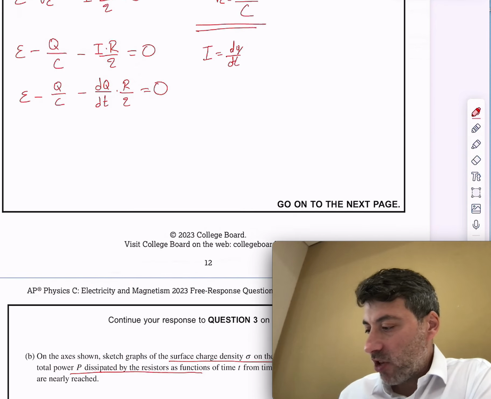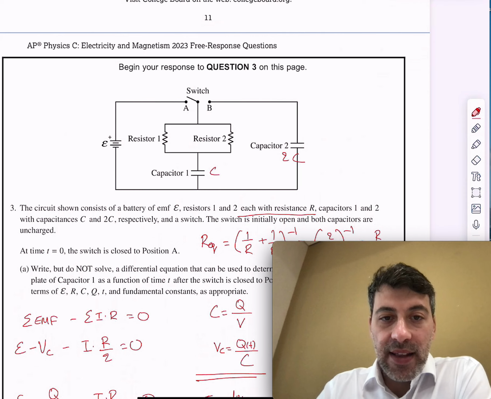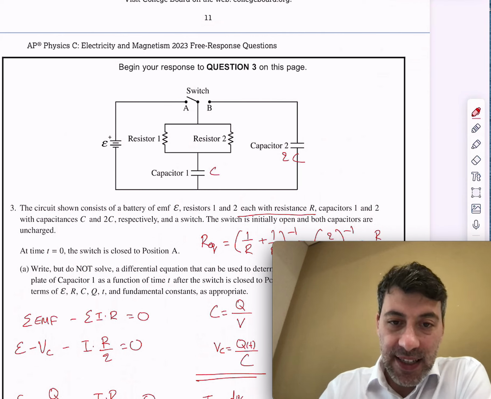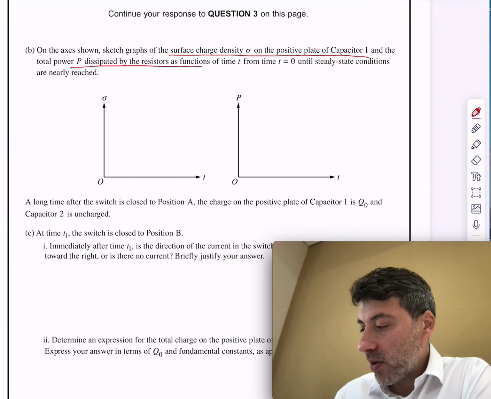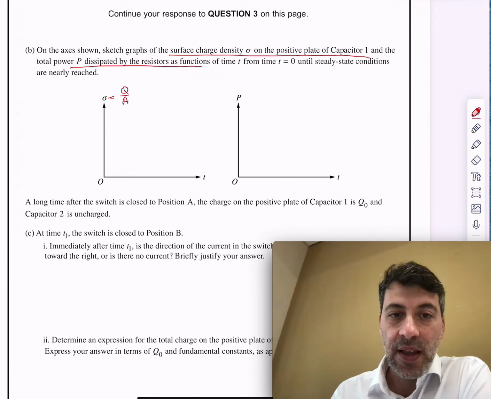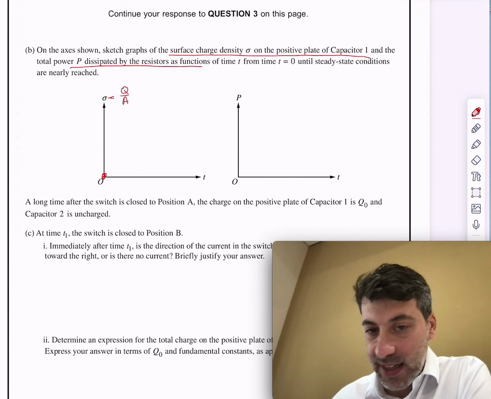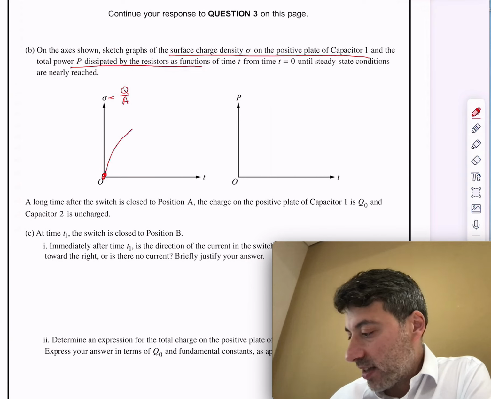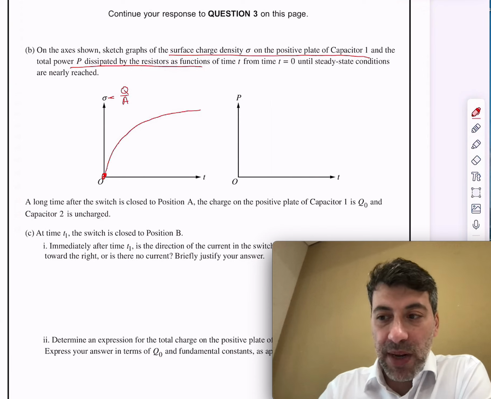Now let's examine what is actually happening in the circuit. We close the switch to A, and this is where the capacitor will start charging. So the charge will be 0 at the very start, and it will increase until it reaches the maximum value. The charge density, because it is charge over area, is related to the charge. So the capacitor will have zero charge at the start, the charge will increase until it reaches the maximum charge, and at that time the charge will remain constant.